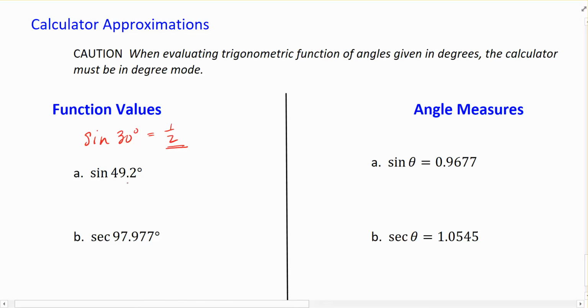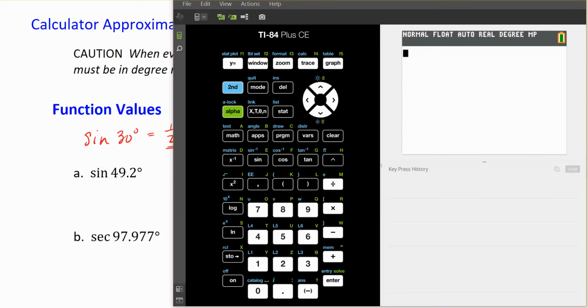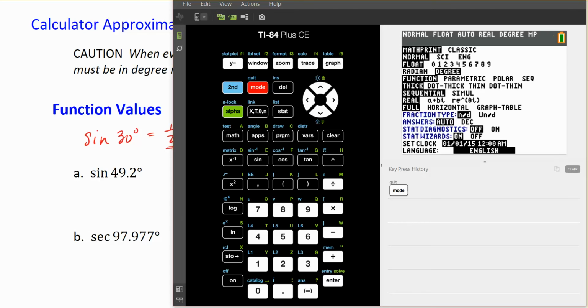So if I come over here to my calculator, since I'm talking about degrees, I first have to make sure that my calculator is in degree mode. So I went to the mode portion. If you arrow down to the radian versus degree section here, you'll see that degree is highlighted, so I'm in the correct mode. And that's probably the number one mistake students make, is they're not in the right mode.